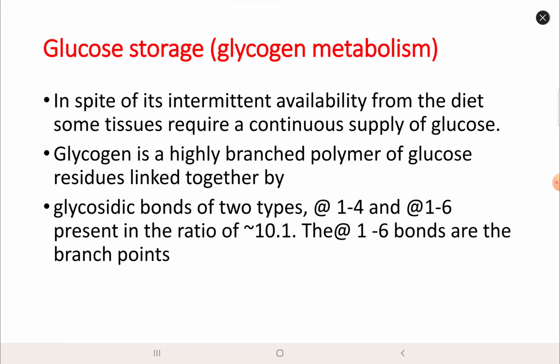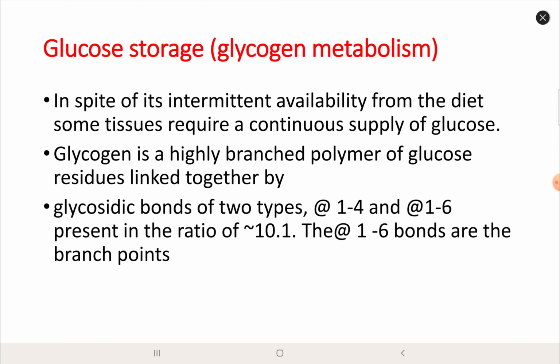This maintains the blood glucose level for a few hours of fasting. Glycogen breakdown, which is called glycogenolysis, produces glucose.